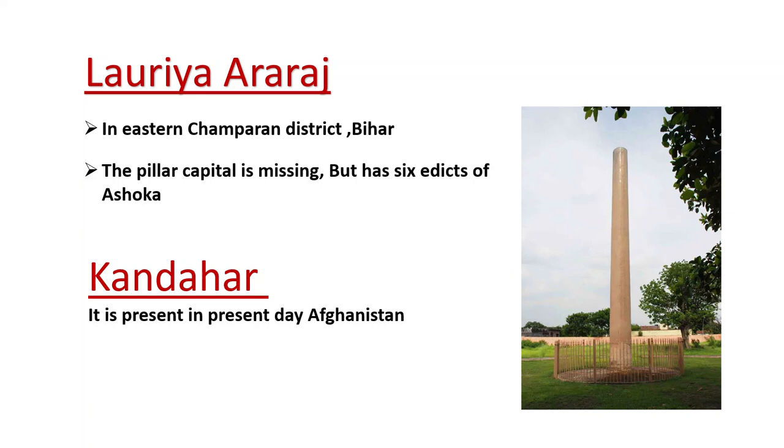Next one is Lauriya Araraj, and this pillar can be seen in Champaran district of Bihar, and we can see in the image that the capital is missing, and this pillar also has the 6 edicts of Ashoka. Other than that, in Kandahar also we have a pillar edict of Ashoka.